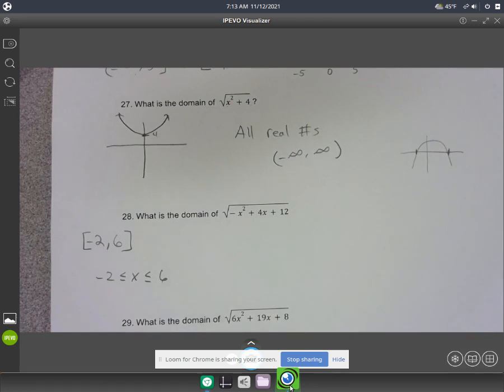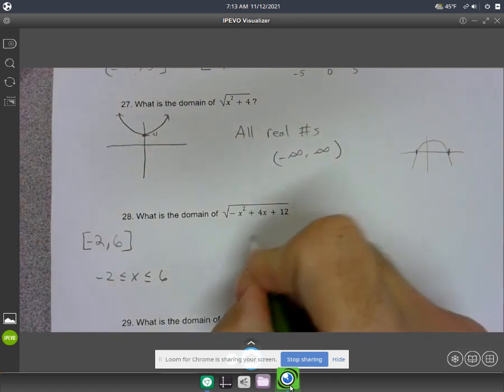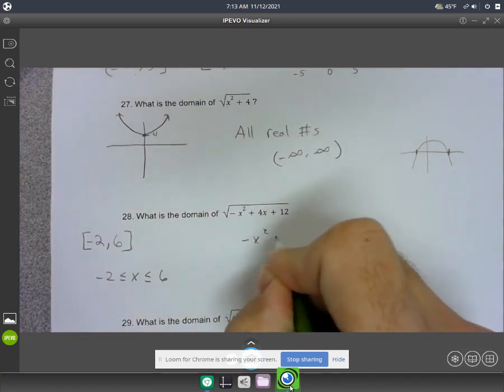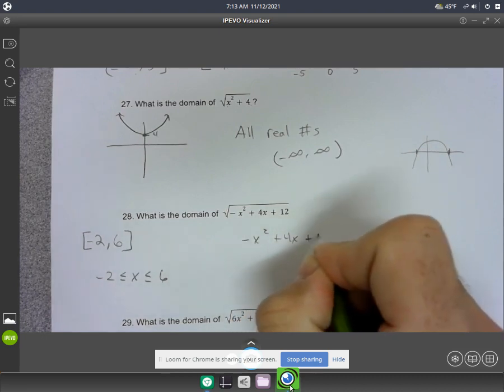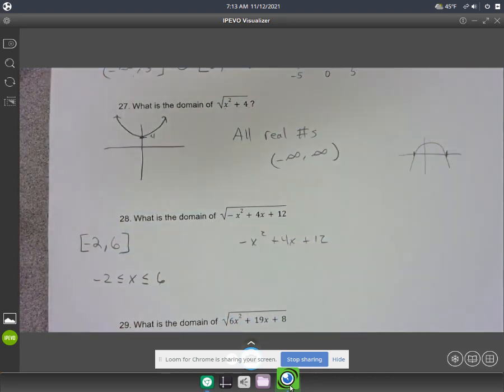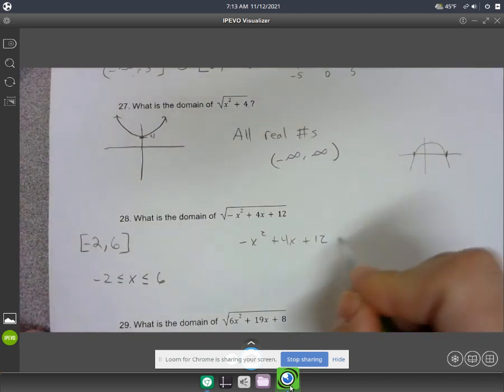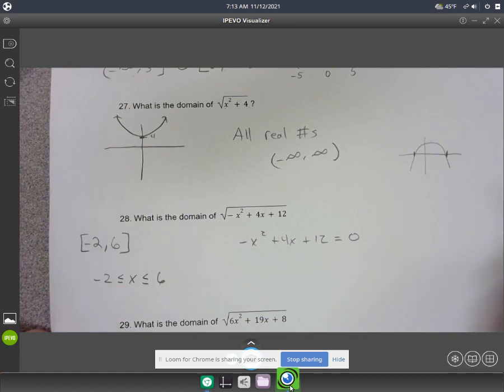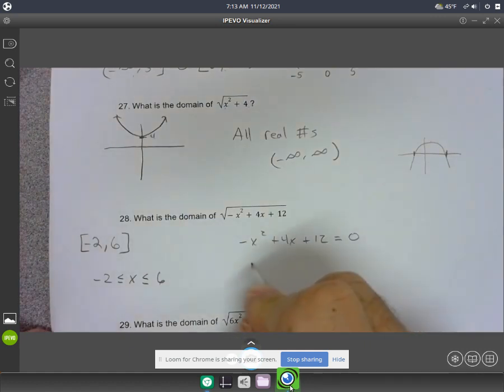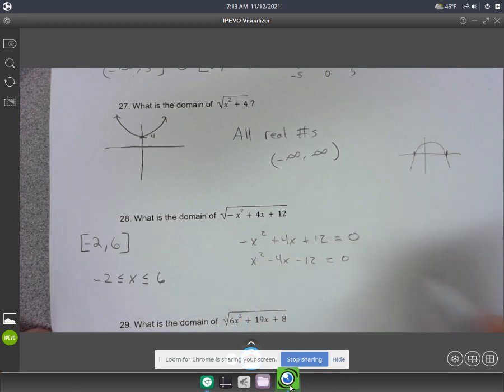What else could I talk about here? Yeah, the graph. If you wanted to figure out the graph of this by hand, take this -x squared plus 4x plus 12, and you can find the zeros by hand. You can find the intercepts by hand. You just set it equal to 0. To solve this, I'm going to divide by negative, so I get x squared minus 4x minus 12. And this thing is factorable.